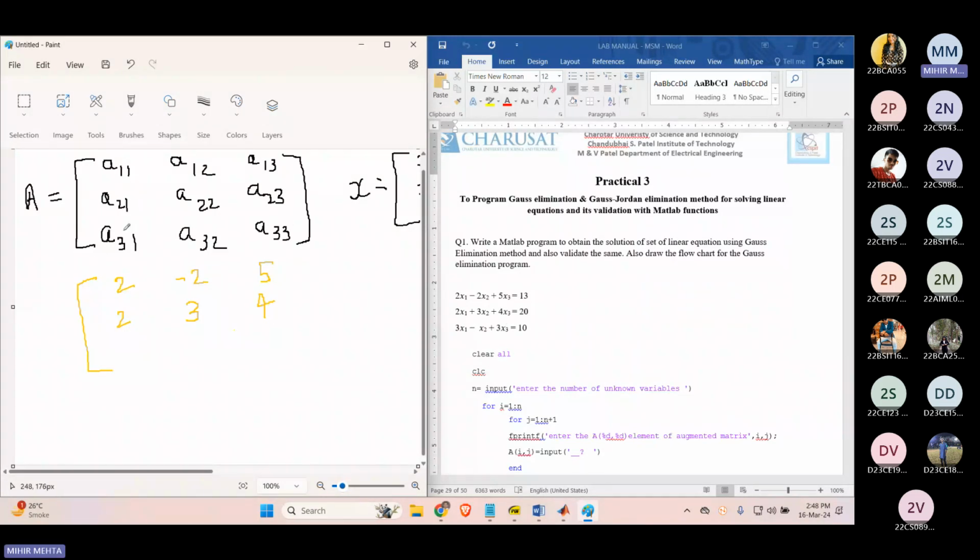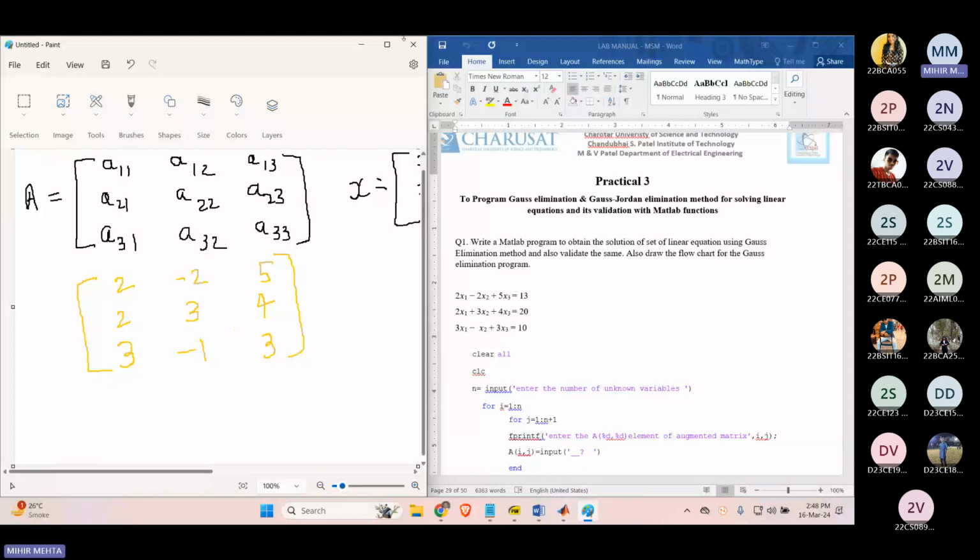Moving to the next row, I have my equation 3x1 minus x2 plus 3x3 is equal to 10. With x1 I have a coefficient of 3, so my A31 becomes 3. Next, with x2, I have a coefficient of minus 1, so my value for A32 would be minus 1. And lastly, I have 3x3, so the value of A33, the coefficient, is 3.